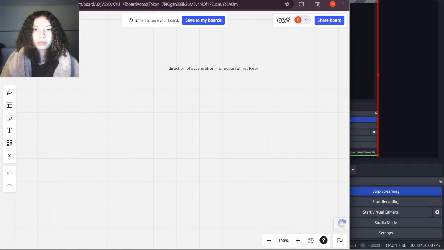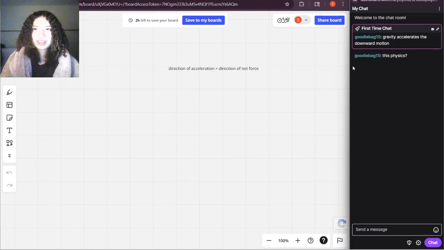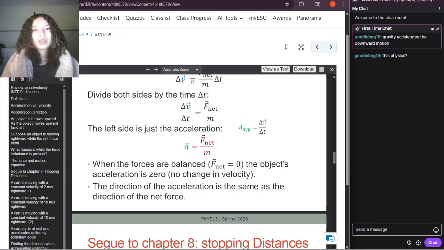All right. Oh, uh-oh, where's my chat? There we go. Okay, direction of acceleration is equal to the direction of the net force. So they're in the same direction. Okay.